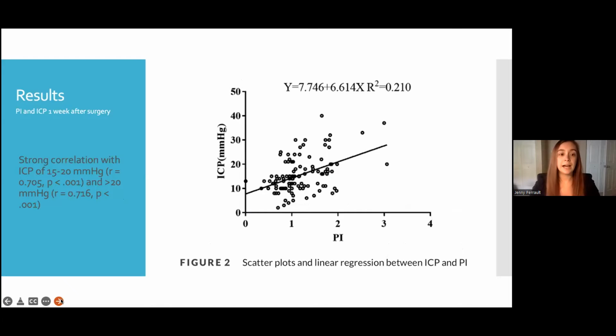Then looking at PI, there was a strong correlation with an ICP of 15 to 20 and also when it was above 20. So overall, it was moderately correlated with ICP, but when ICP was stratified, there was no correlation between the two. When looking at how the correlation changed after surgery, there was no correlation found 1 to 2 days after. There's a moderate correlation 3 to 5 days after, and there was a strong correlation 6 to 7 days after.